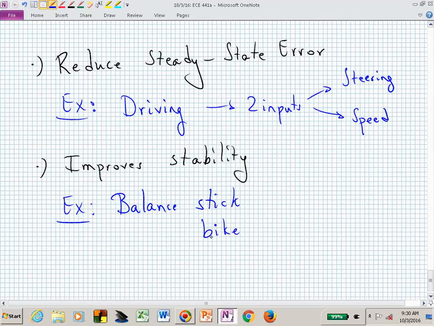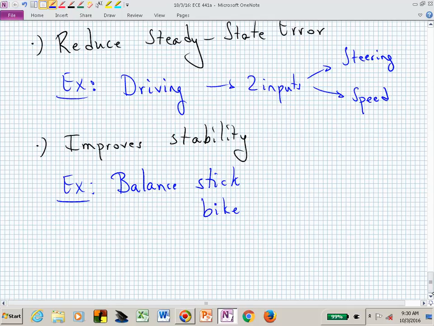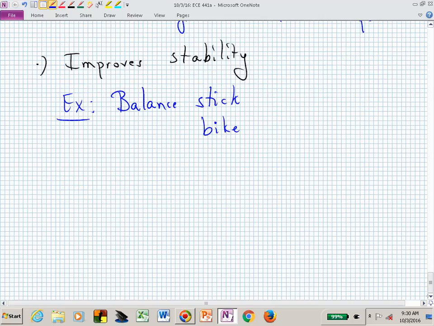How many actually rode a bike to class? That's like an inverted pendulum. You now need to make sure that you're staying upright, and that you're improving stability with the feedback of your system. So feedback allows you to stabilize an unstable system or change the stability of a marginally stable system, or a system whose stability characteristics you're not real happy with.